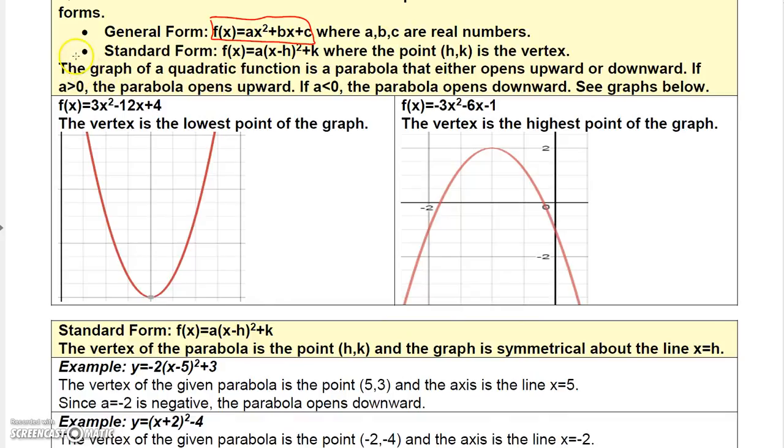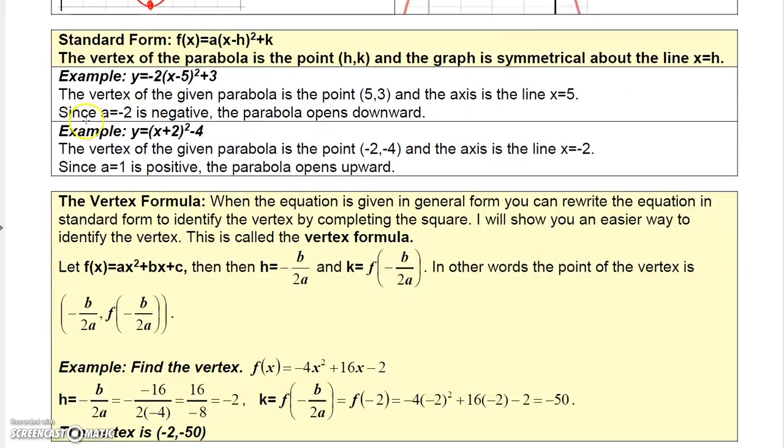Remember that the graph of a quadratic function opens upward if a is positive, and it opens downward if a is negative. Also remember the vertex is the lowest point when it opens upward, and it's the highest point when it opens downward. Now the standard form allows you to find the vertex.